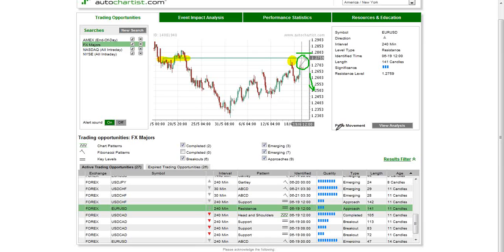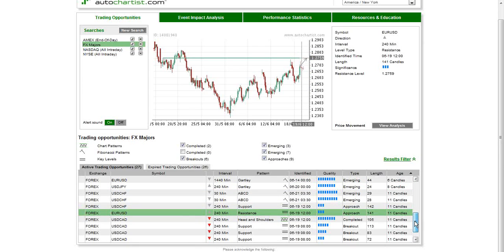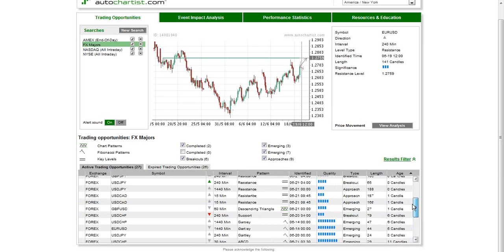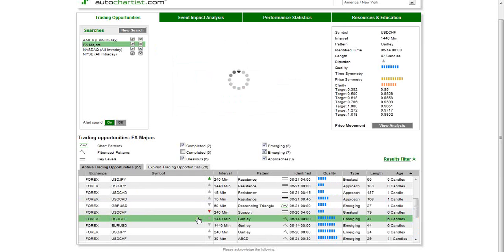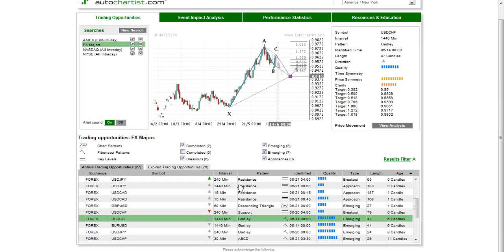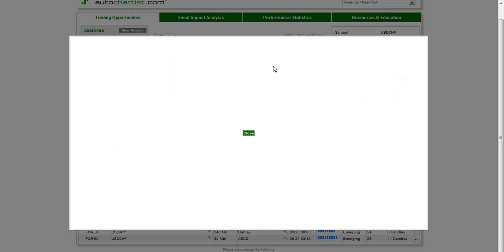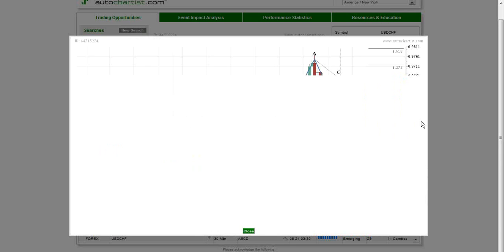So now we've gone through chart patterns and key levels, and what we also do is we identify Fibonacci patterns. So let's look at an example of a Fibonacci pattern. So we'll give that a moment to come up. And it's taking a moment on my side as well. Okay, here we go. So what we see here, and I'm going to zoom into that to get more clarity on it.